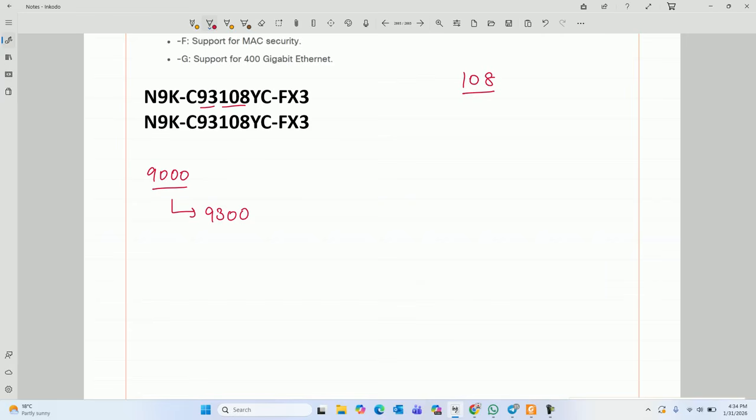So what does this 108 mean? This time the 108 defines the total bandwidth supported by this switch. Total bandwidth supported by this switch, 108. But it's not even 108 Gbps. It means something else also. So let me explain it to you guys. What does it mean?